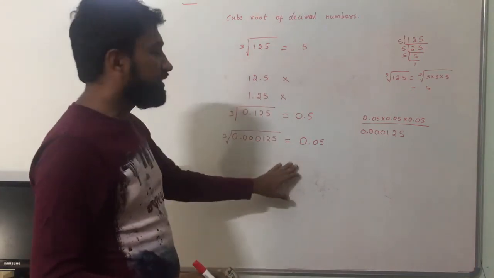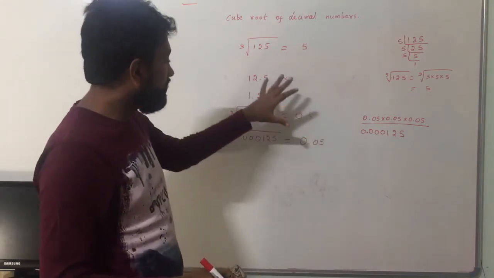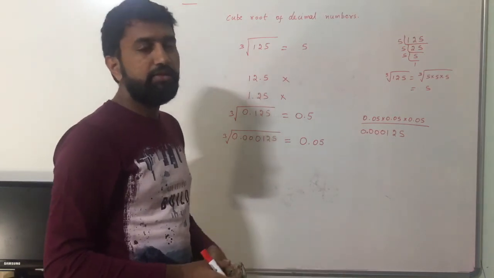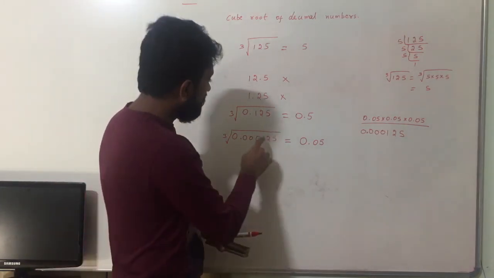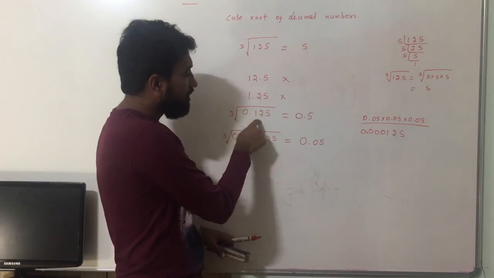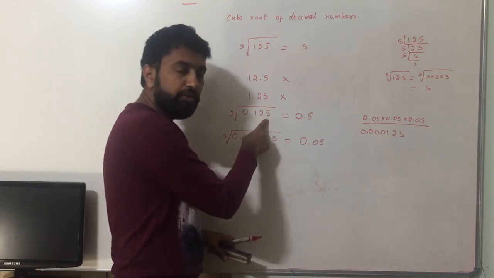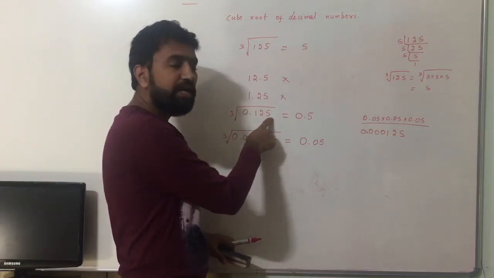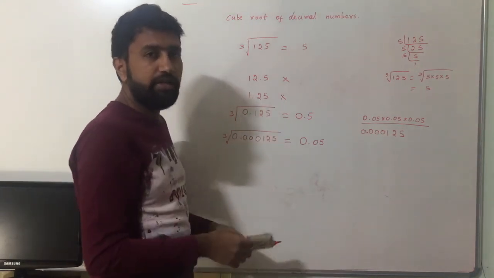So this is how it works. This is how you can find the cube root of decimal numbers. So two things. If you ignore the decimal point, whatever number you have should be a perfect cube. That is the first condition. And the second condition is that the number of decimal places should be either 3 or a multiple of 3. That's it.